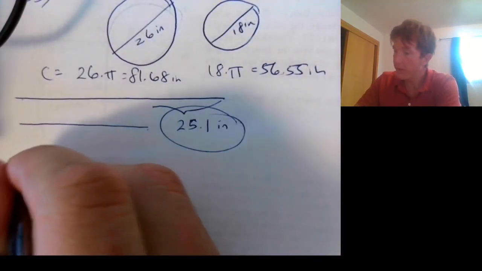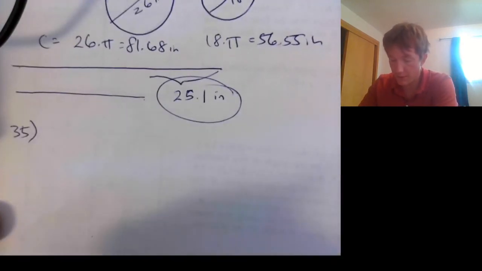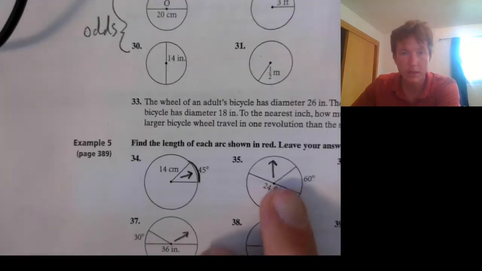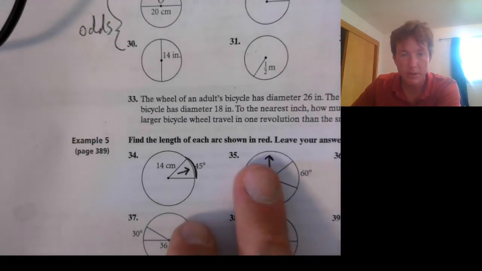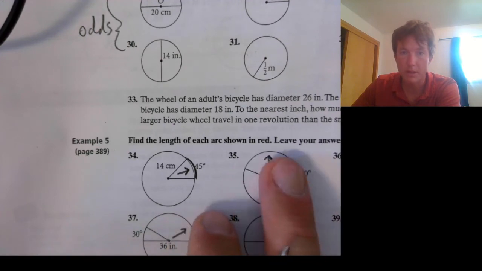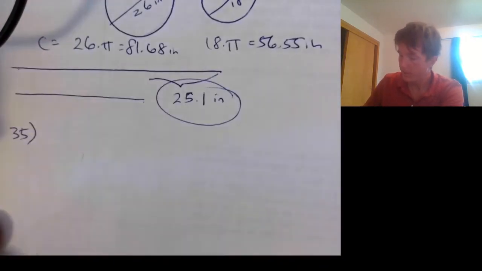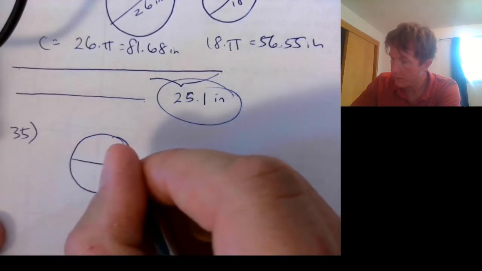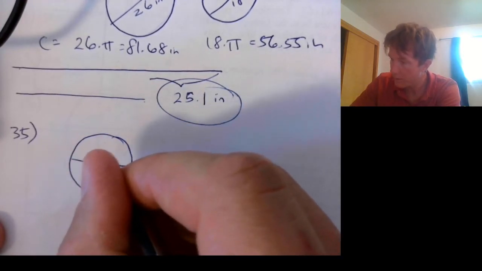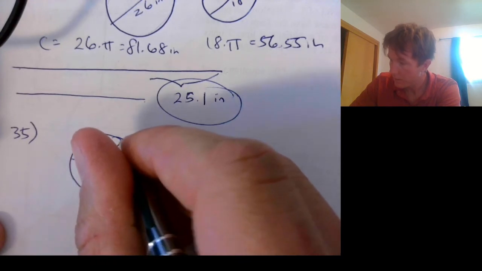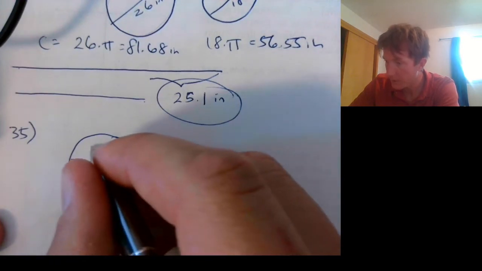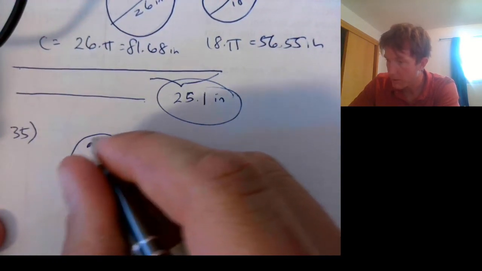Alright, number 35. Find the length of each arc shown in red. If you're looking at your page, there's no red ink. However, I did go in here and draw arrows. This signifies the arc that is red. So it wants us to find the length of each arc in red. This portion out here is 60 degrees, and I want to find out how long this arc is.